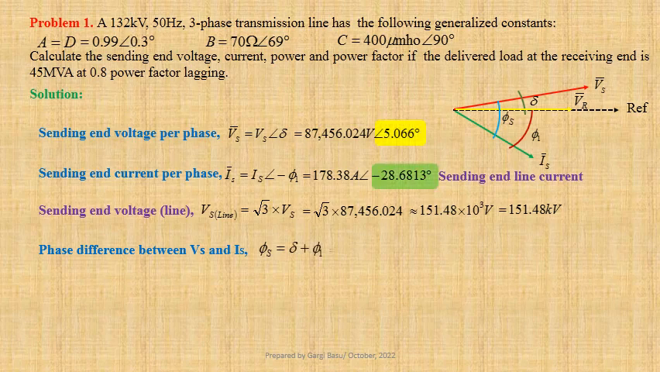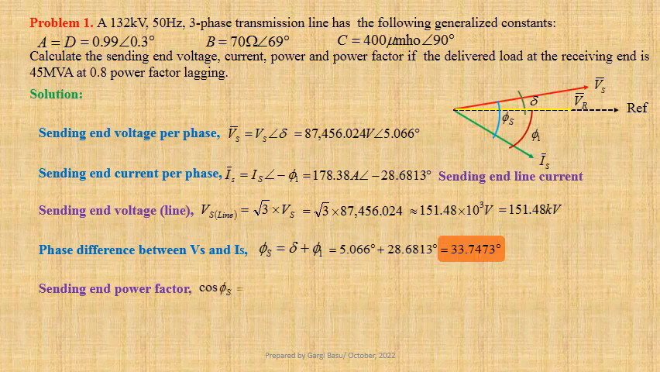Phase difference between Vs and Is, phi s equals delta plus phi 1. Using values we get 5.066 degree plus 28.6813 degree. That gives us 33.7473 degree. Let us now calculate sending end power factor. Cos phi s equals cos of 33.7473 degree. That gives us 0.8315 lagging.